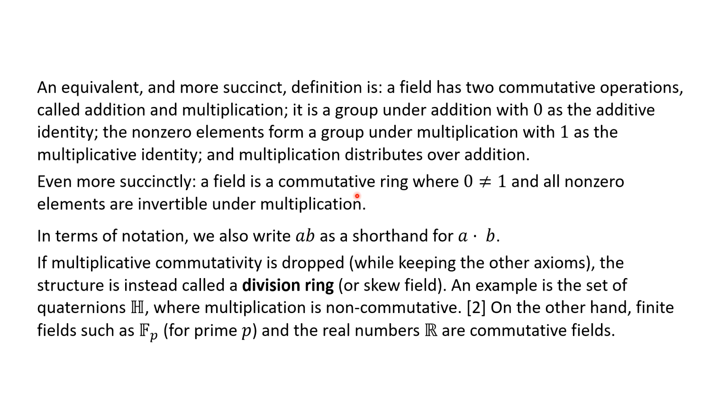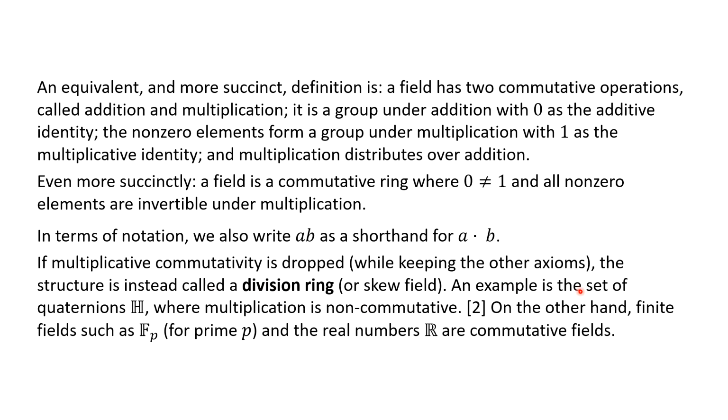Then we have an even shorter definition. A field is a commutative ring where 0 doesn't equal 1, and all non-zero elements are invertible under multiplication. So that's really to the point. It's just highlighting the two differences between a field and a ring, the commutativity under multiplication, and then having multiplicative inverses. In terms of notation, we sometimes write AB instead of A dot B. And then we have this other entity called a division ring. If multiplicative commutativity is dropped while keeping the other field axioms, the structure is instead called a division ring.